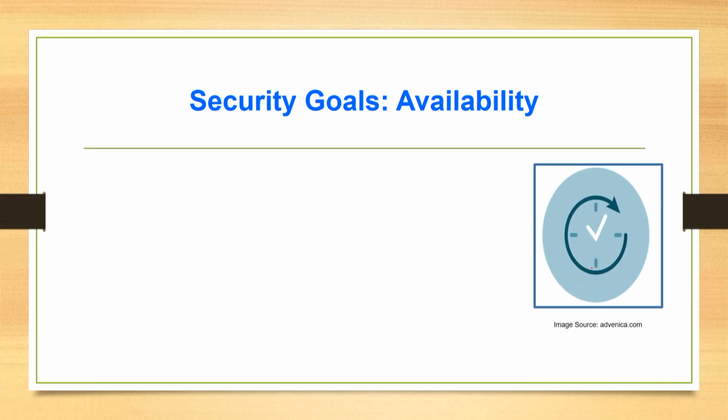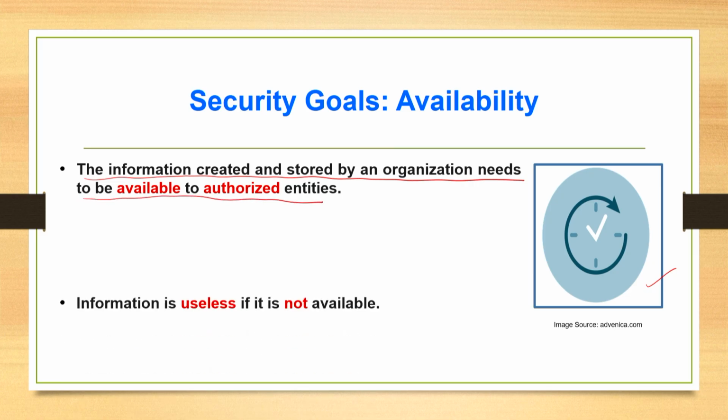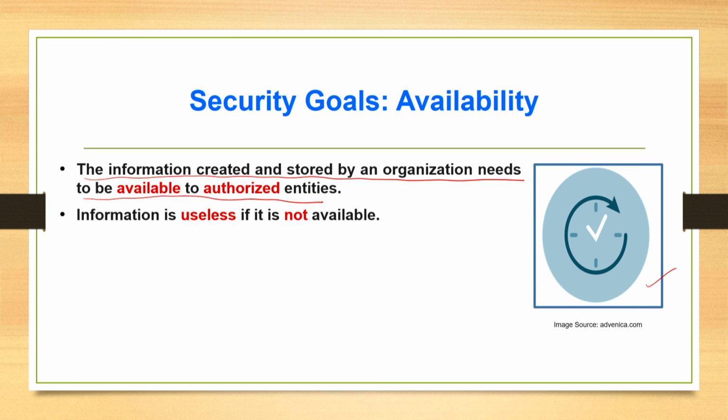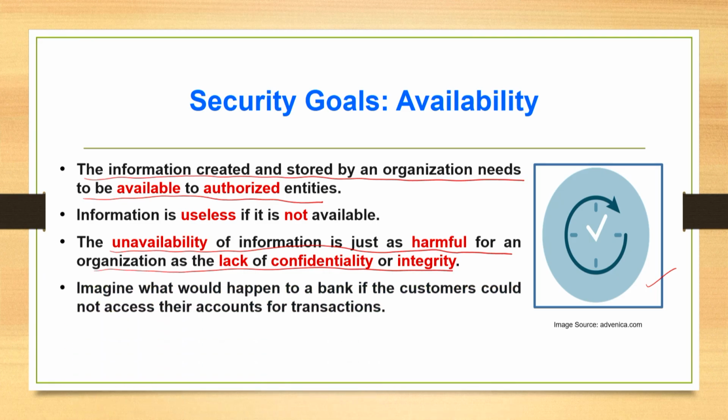Whereas availability means the data is available to the user who has requested it 24/7. So the clock picture is there. The information created and stored by an organization needs to be available to the authorized entities. Information is useless if it is not available. It is only useful when it is available to the required user. The unavailability of information is just as harmful for an organization as a lack of confidentiality or integrity.